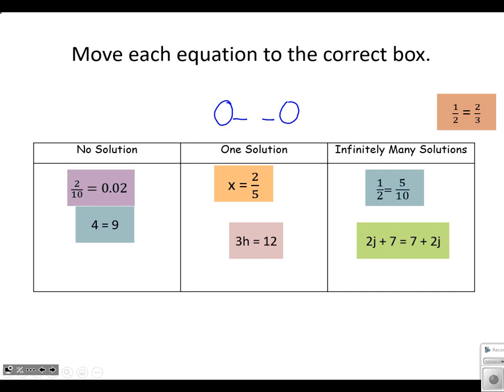And 1/2 equals 2/3. Does 1/2 equal 2/3? Are those the same thing? No. Again, false statement. No solution. So hopefully you had time to type those in, or you can pause and get that done right now. And we're going to move on to look at some more examples.